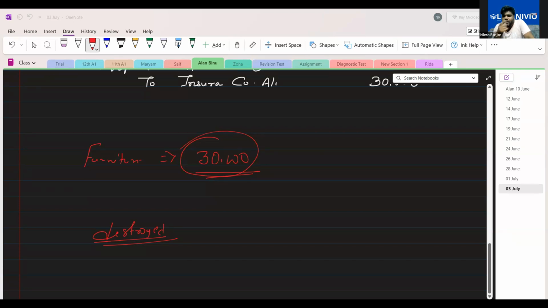Okay. So first we have to pass the entry for loss by fire. Then we have to pass the entry for making a claim. After that, we can pass the entry for acceptance of claim. We cannot directly go to acceptance of claim.